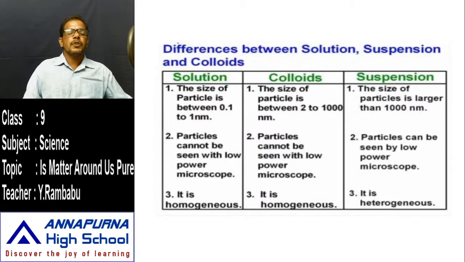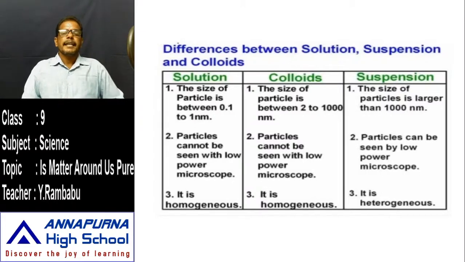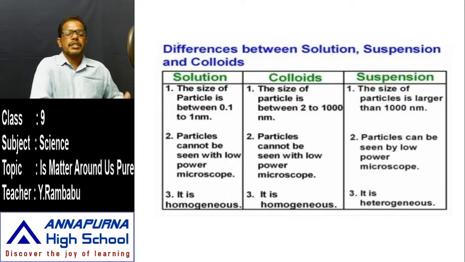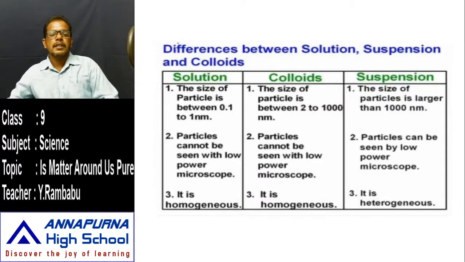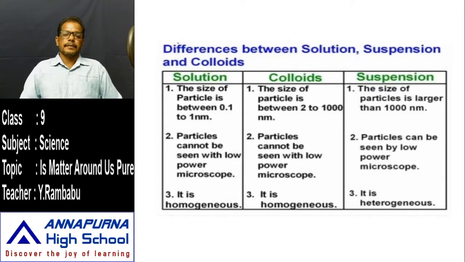Next, other differences which are not given in the table, observe. The components in a solution cannot be separated by filtration. In colloids also, the components cannot be separated by filtration. But in a suspension, the components can be separated easily by filtration. Next, if left undisturbed, solid particles do not settle in a solution. Again, solid particles do not settle in a colloid also. But solid particles settle in a suspension. These are the main differences between solutions, colloids and suspensions.